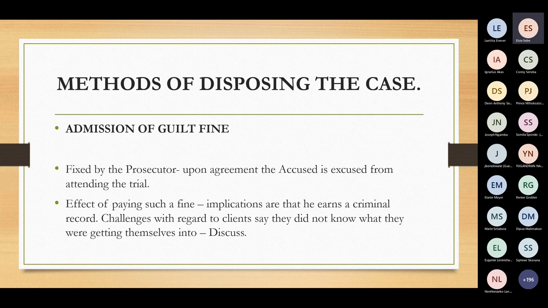So this admission of guilt fine is fixed by a prosecutor normally in their offices, and the clerk of the court also has some forms that you complete and hand over once everything has been agreed between the accused and the prosecutor, and the payment of that admission of guilt will happen at the clerk of the court. So it was just a matter of completing some forms and then paying a small amount of money, like 300 rand.